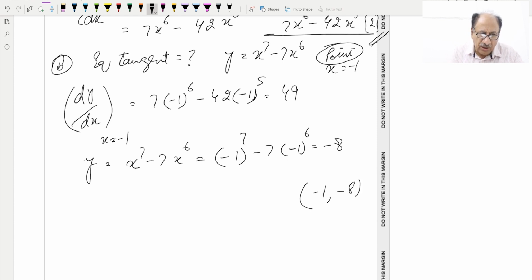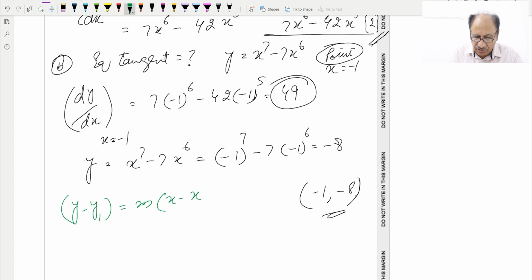Now we need to write the equation by using this point and the gradient. The gradient will be this one which we found. So we will be writing the equation, and the equation of the tangent will be y minus y1 is equal to m into x minus x1.